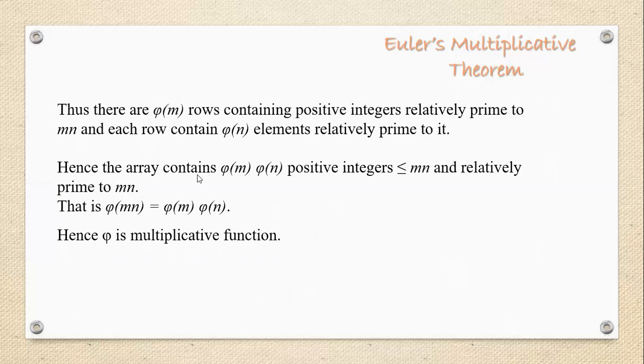Hence, the array contains phi of m into phi of n positive integers less than or equal to mn that are relatively prime to mn. So finally, we get phi of mn is equal to phi of m into phi of n. So it is a multiplicative function. In our previous slide, we discussed one problem: find phi of 28, find tau of 28. In that case, 28 can be written as 7 into 4, so phi of 28 is equal to phi of 7 into phi of 4, based on this theorem.